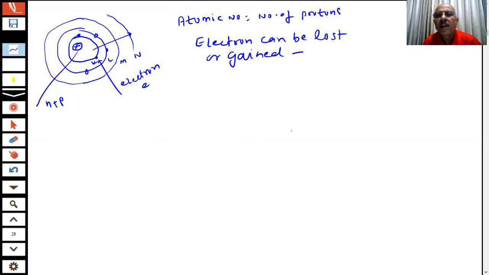Electrons can be lost or gained, students, in whatever chemical reactions you are doing in chemistry or in science. Therefore, we say atomic number is defined in terms of protons, because in chemical reactions electrons can be gained or lost. Yes or no? Okay, and then another definition is the mass number, student.